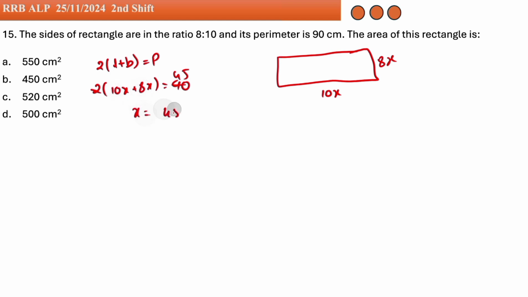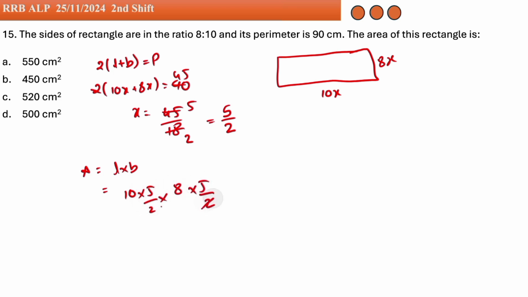x equals 45 by 18. 9 5s are 45 and 9 2s are 18. So x value is 5 by 2. Area of rectangle is, area formula is length into breadth. So length is 10x, that is 10 into 5 by 2. 8x breadth, 8 into 5 by 2.